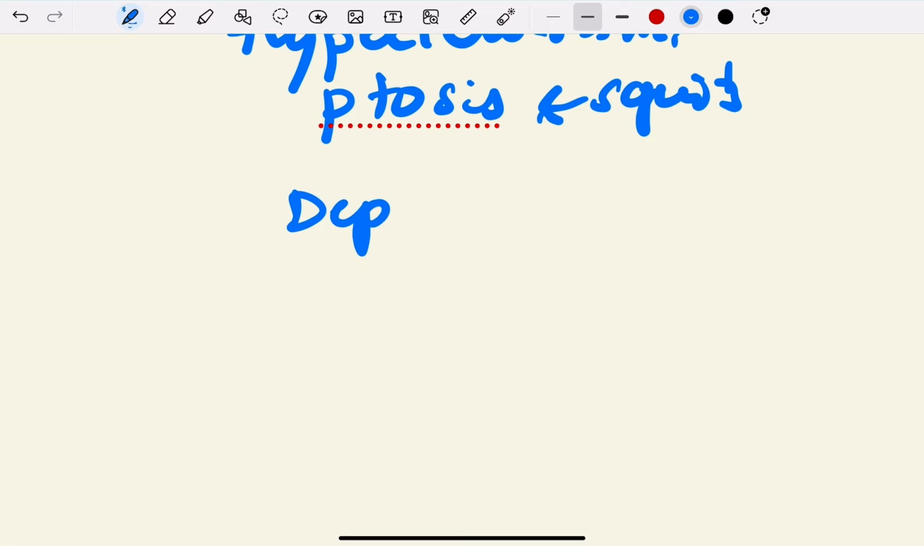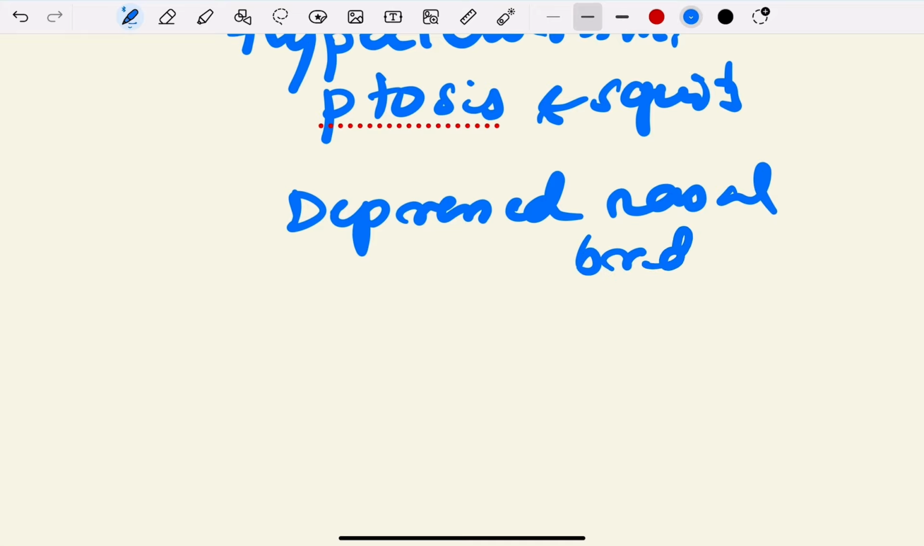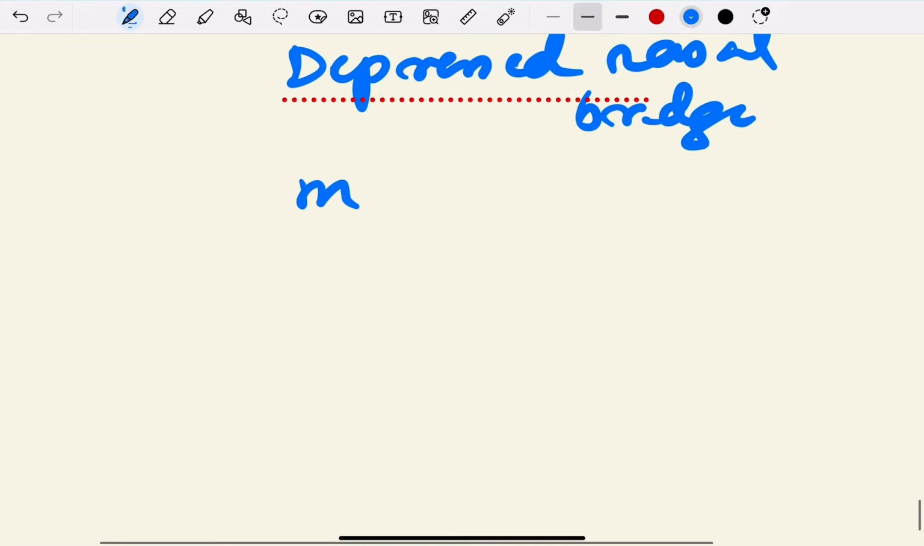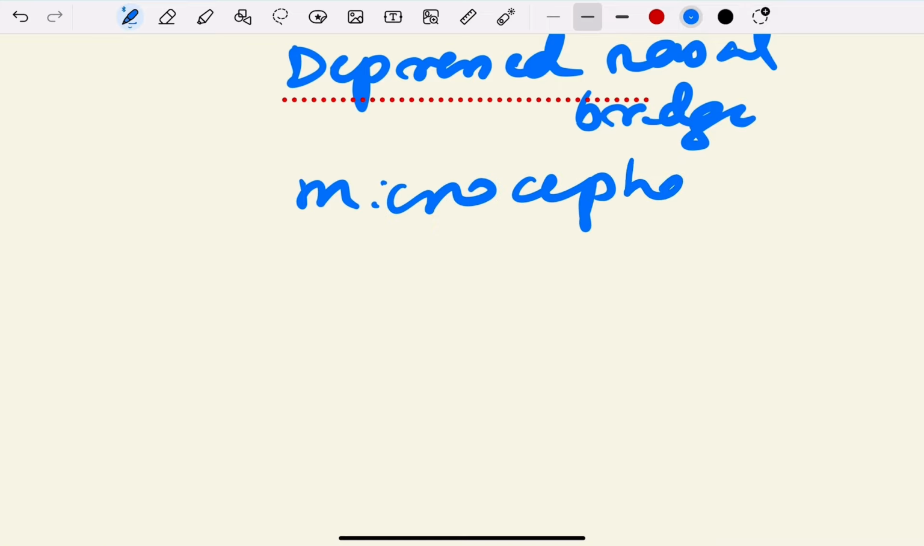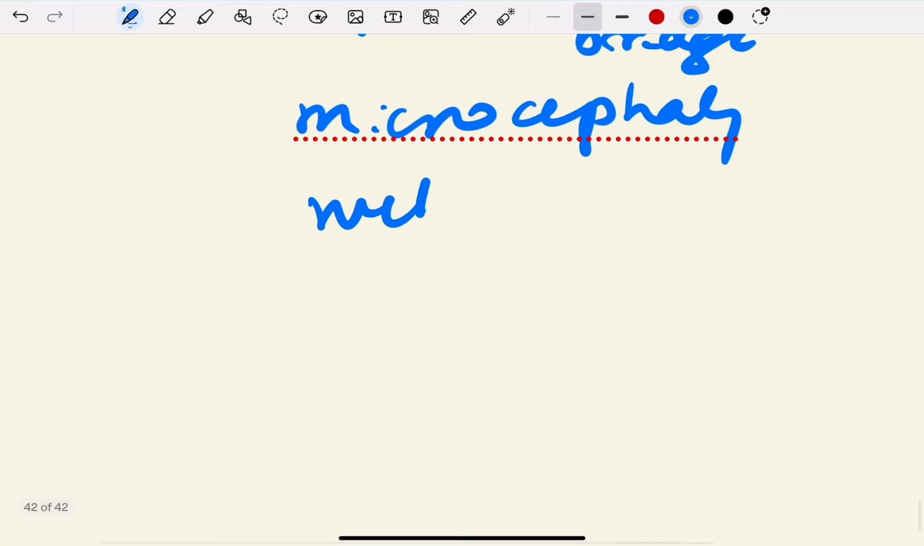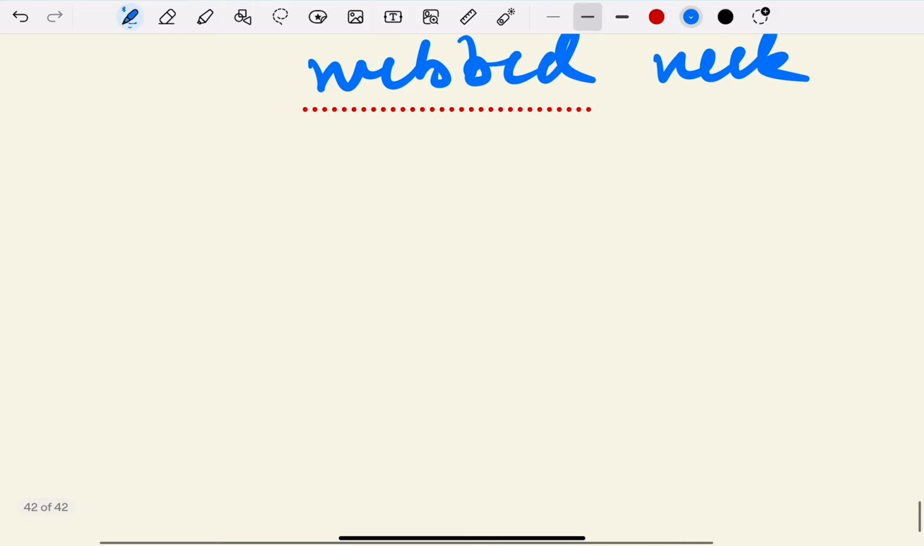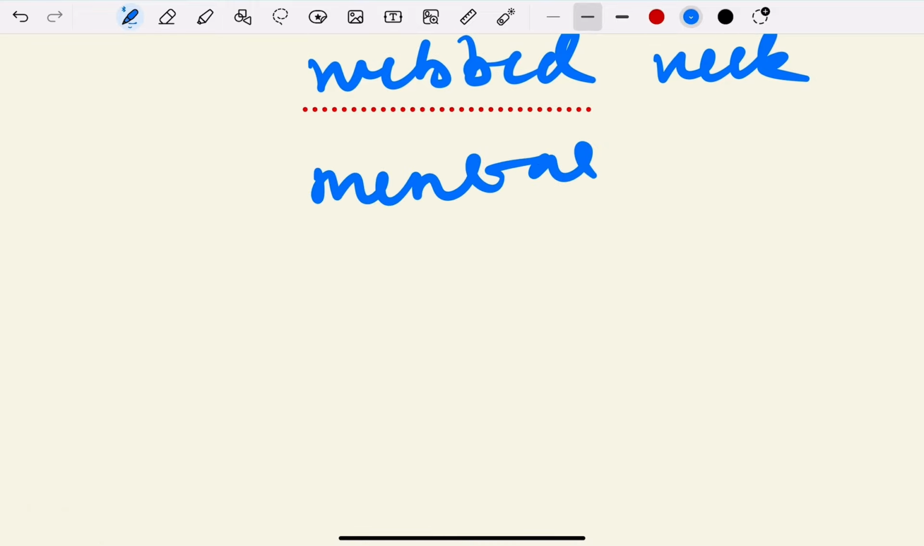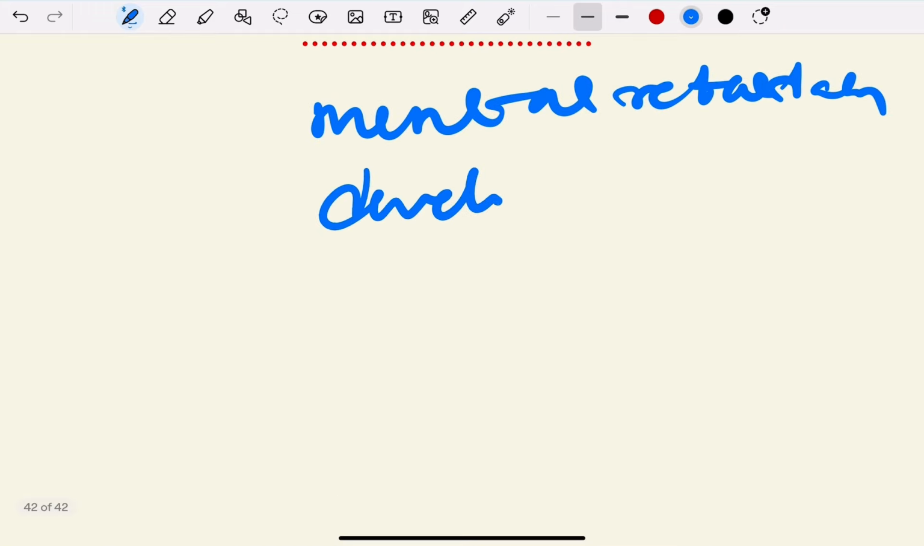Then depressed nasal bridge, and microcephaly. Next, webbed neck. Comment below where else you see webbed neck. At least I want two syndromes. Then mental retardation and developmental delay. Also decreased development of distal toes and nails. So these are the characteristic features of fetal hydantoin syndrome.